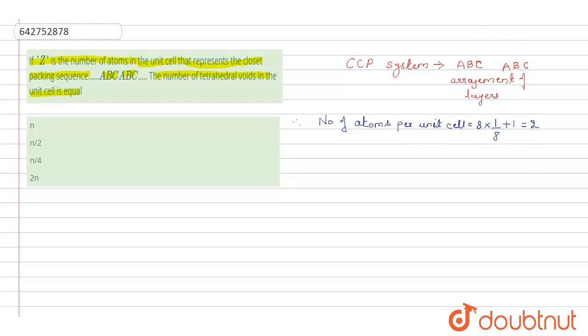So here, from this, we can say that number of tetrahedral voids in a unit cell is equals to 2n, where this n represents the number of atoms in the unit cells. So from this, our correct option is D, that is 2n. So this is the correct answer for our question.